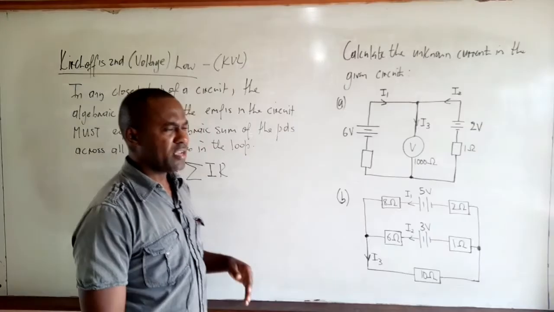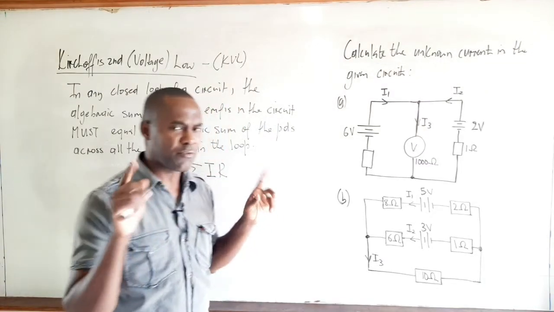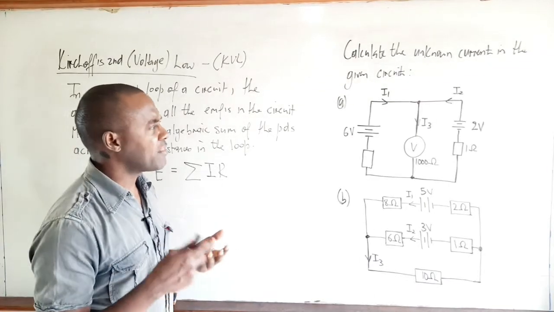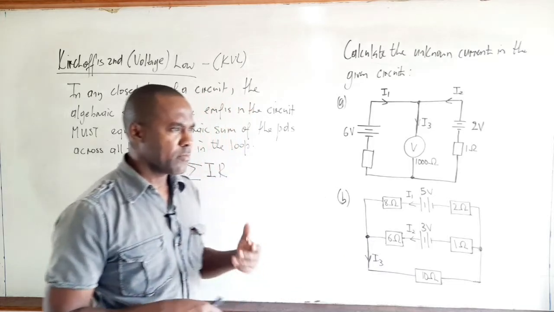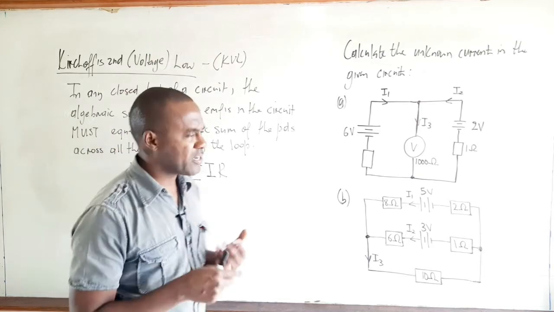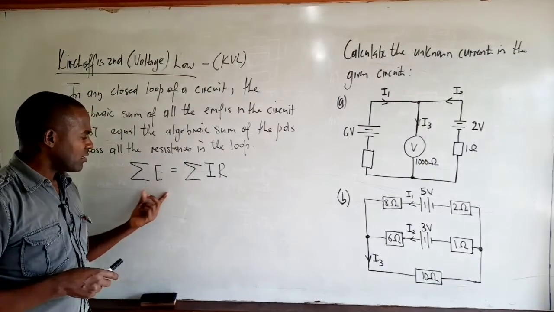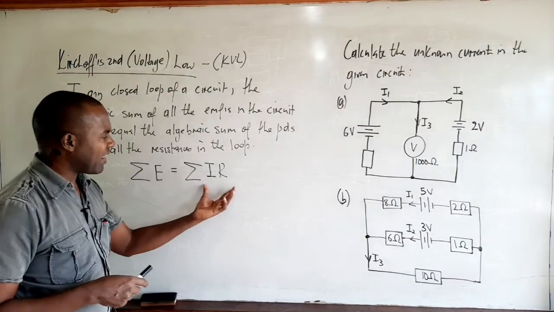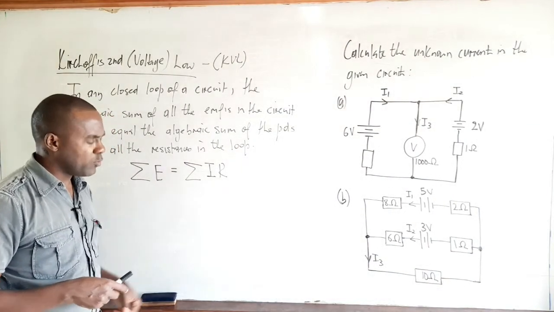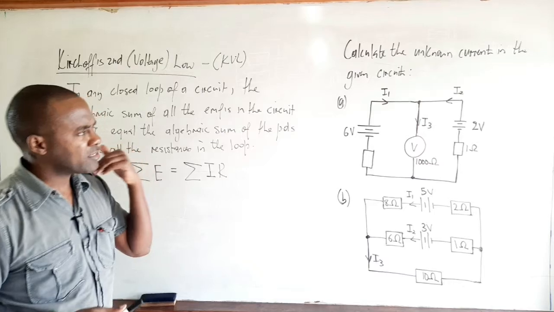in the loop. So in applying this to a circuit, we must identify a loop of the circuit that we want to traverse. We must basically identify all the batteries or the sources in the circuit and find the algebraic sum of their EMFs. We must also identify all the resistances in the circuit and find the algebraic sum of the potential differences across all these resistances. And then to apply Kirchoff's second law, this algebraic sum of the EMFs must be equal to the algebraic sum of the potential differences across all the resistances in the loop. So now that we've stated Kirchoff's first and second law, we'll then go ahead to applying it to these circuits.